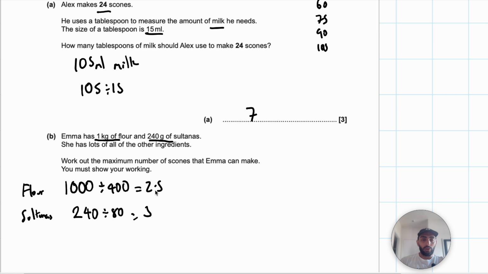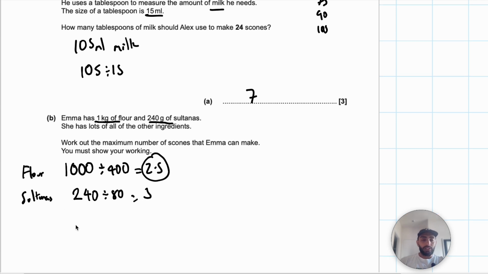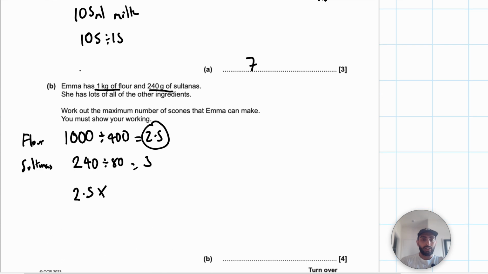So which of these is smaller? It's the flour. So this tells me that the number of times I can repeat the recipe is 2.5 times. I can't repeat it 3 times because I only have enough flour for 2.5 times. We need to do 2.5 multiplied by the number of scones the recipe makes originally, so 16.